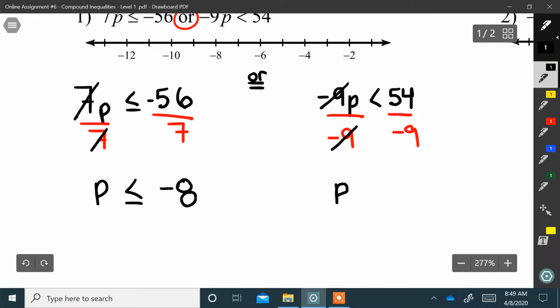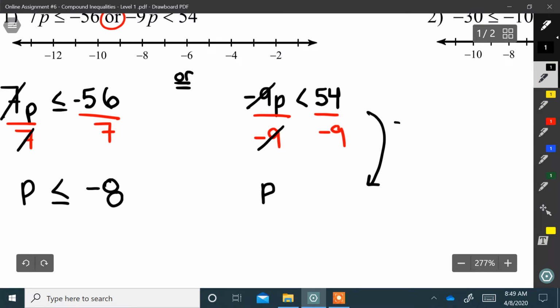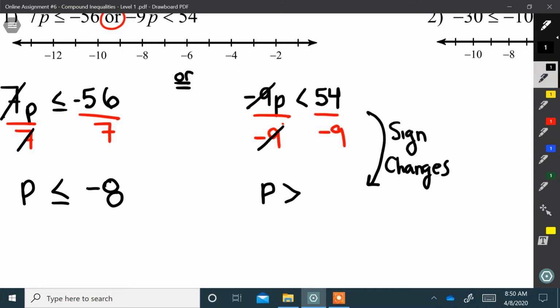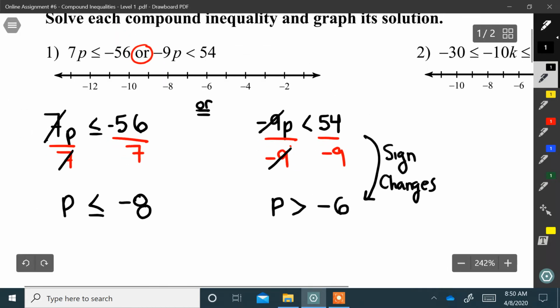But something is going to happen here. The sign is going to switch. The sign changes. Why? Because you are dividing by a negative 9. Okay, that's important, guys. We have to be very careful with that. So the sign is going to switch to that right there. And then 54 divided by 9 is going to be 6, or actually it's going to be negative 6 because you're dividing by a negative. All right, so we have those two right there.